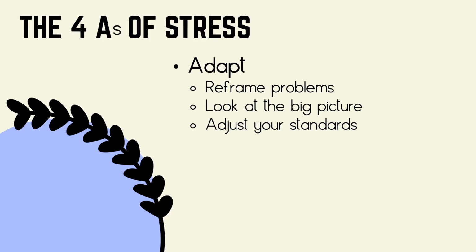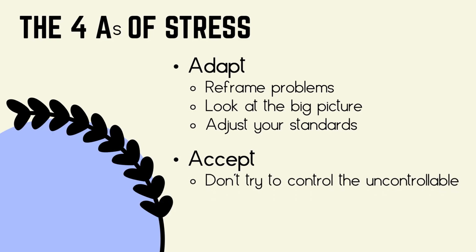Now, some sources of stress are unpredictable and unavoidable. For example, the death of a loved one or a serious illness. The best way to cope with stress is to accept things the way they are. Don't try to control the uncontrollable. Many things in life are beyond our control, particularly the behavior of other people.